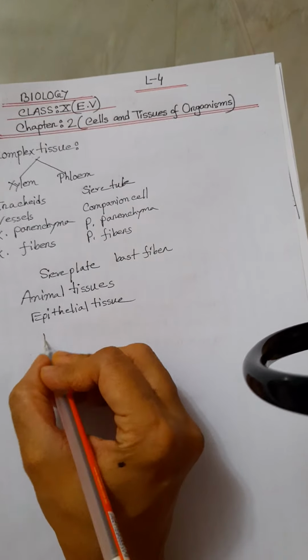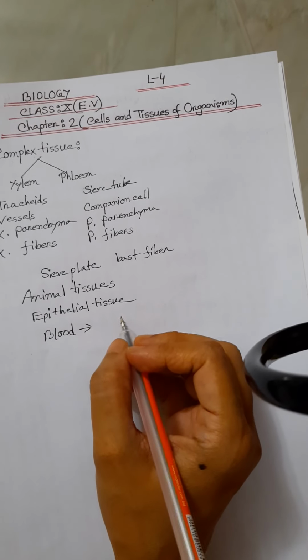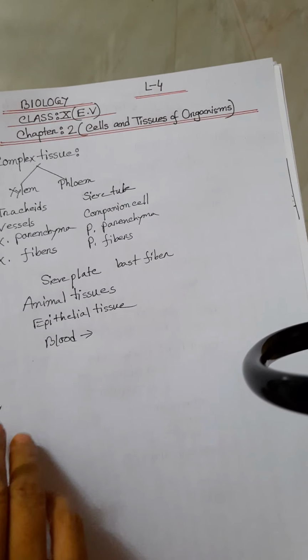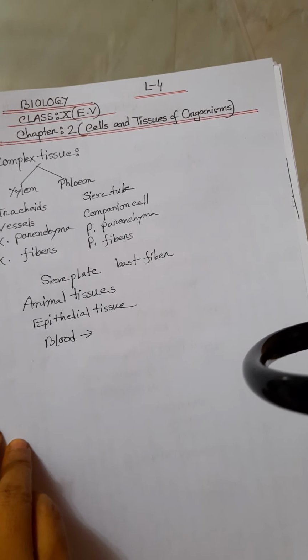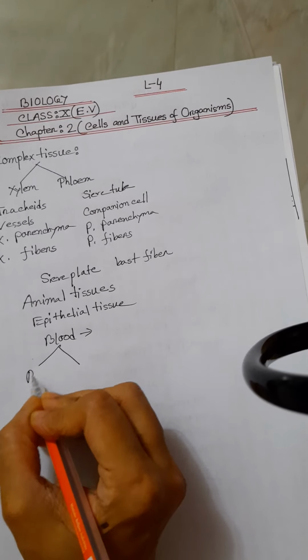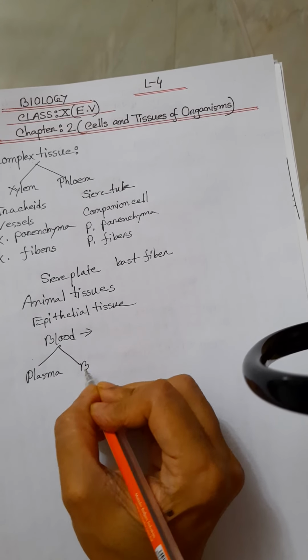What is blood? Blood is a type of alkaline, slightly saline, red liquid connective tissue, flowing through the body. It has two components, plasma and blood cells. First one, plasma, and blood cells.